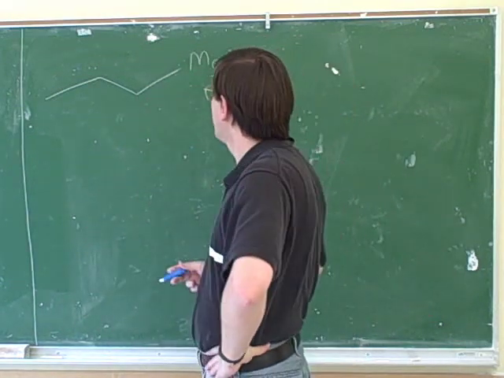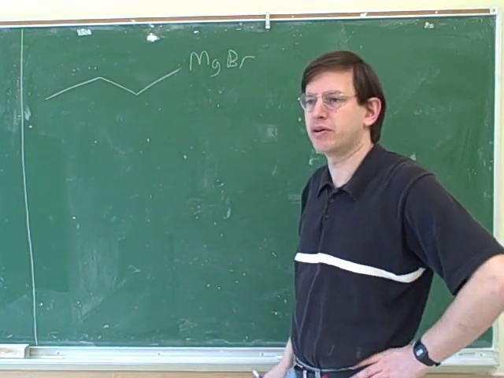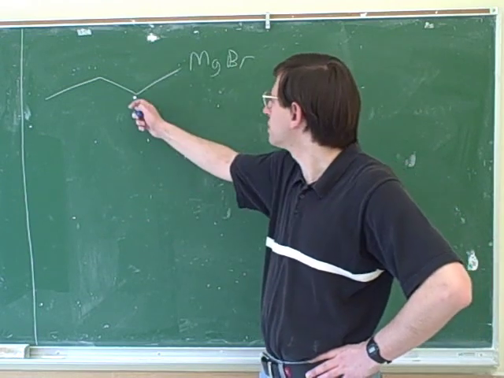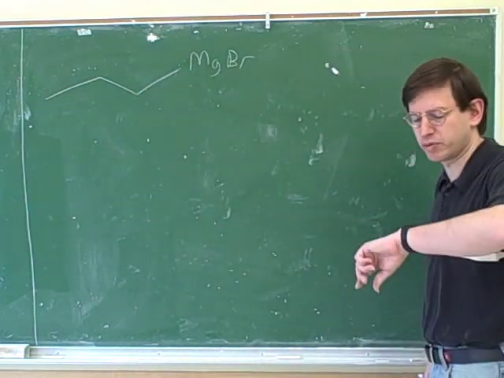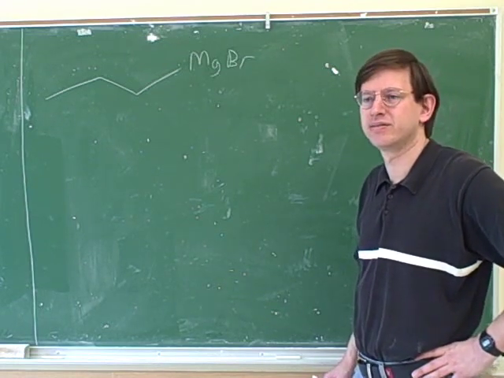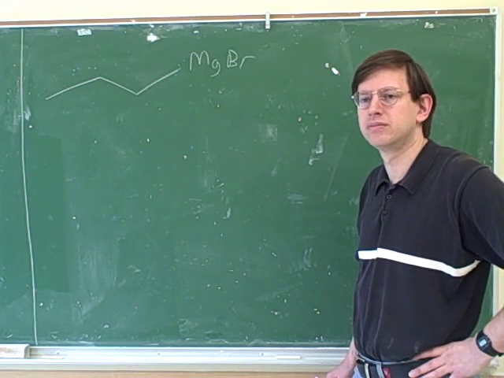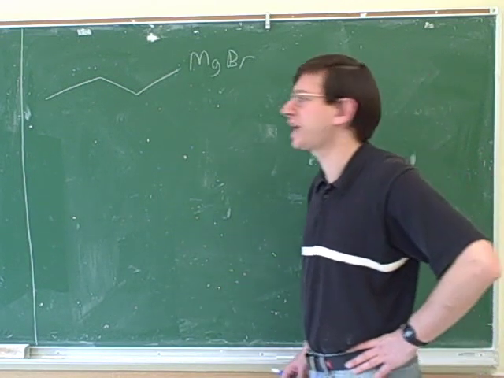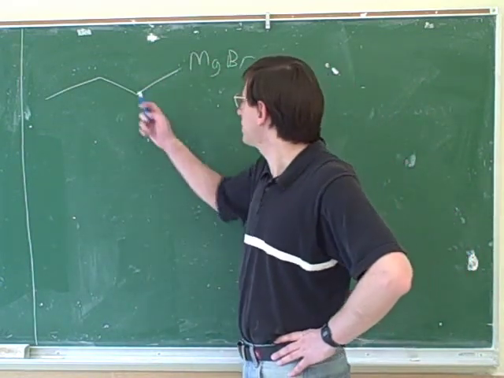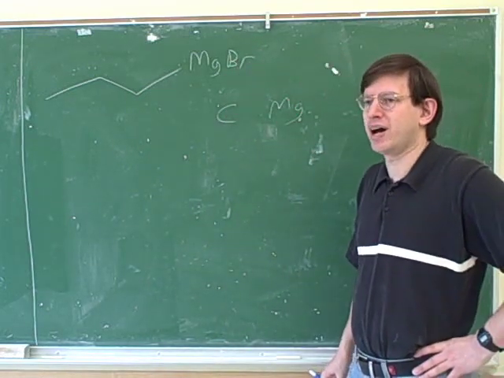Okay, now what type of bond would we expect to have between this carbon and this magnesium? Covalent or ionic? Covalent. Why would you say that? Because carbon is not an ion. Okay, so let's go through how we decide. Generally speaking, would you say that carbon and magnesium are from the same side of the periodic table or opposite sides?